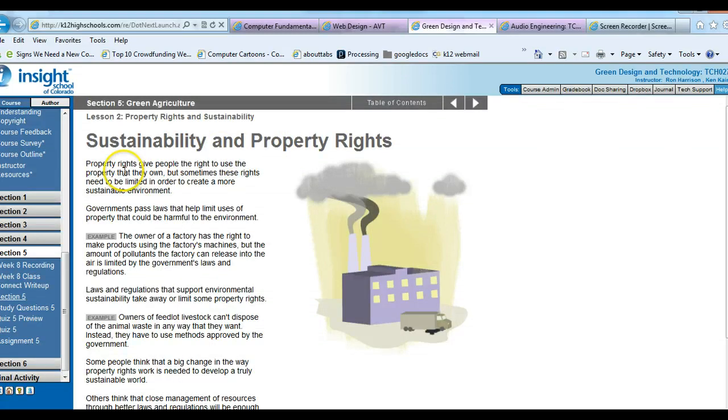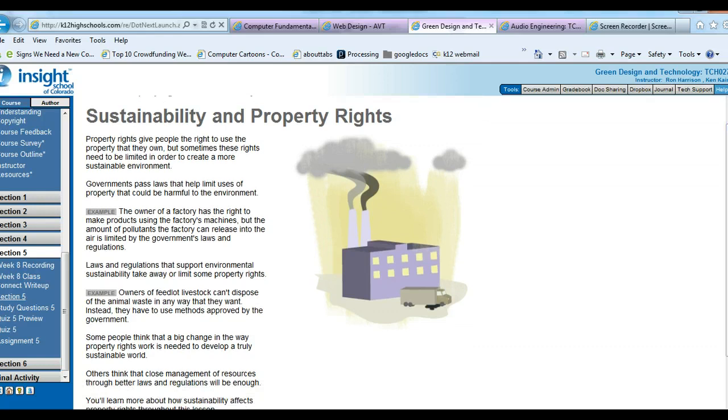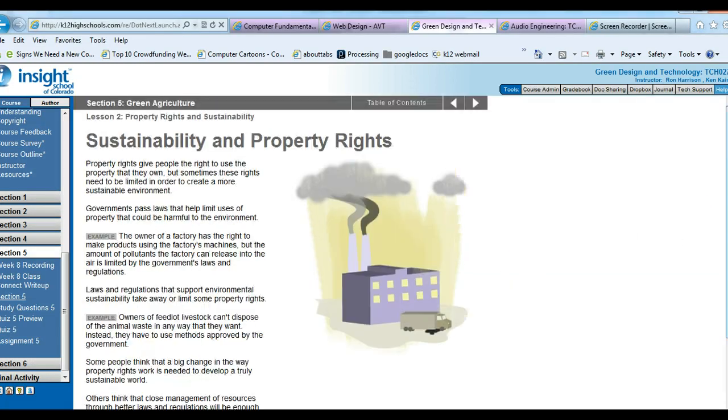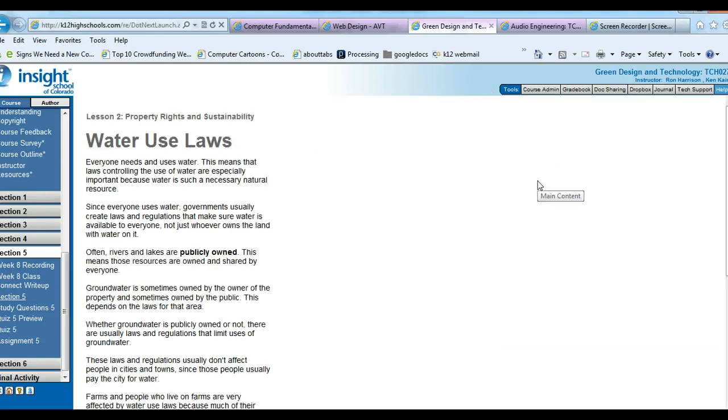Sustainability and property rights. So property rights give people the use of the property, do whatever they want, but then some government laws can pass that limit the uses of the property. For instance, here in Grand Junction, where I live downtown, even though I own this property, I would not be able to put in a factory or a trash collection business because I'm in a neighborhood. So the government can limit what I can do. Owners of feedlots can't dispose of the animal waste in any way they want to. They have to follow government regulations to do that.